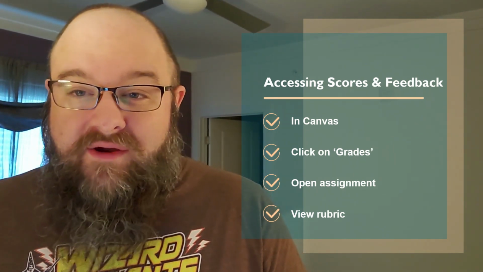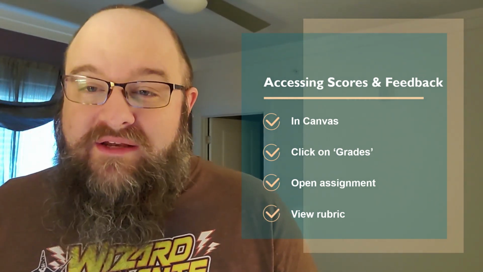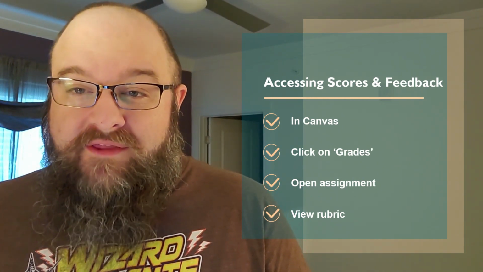In Canvas, click on Grades, find the assignment, and you should be able to see my detailed feedback and your rubric score right there.